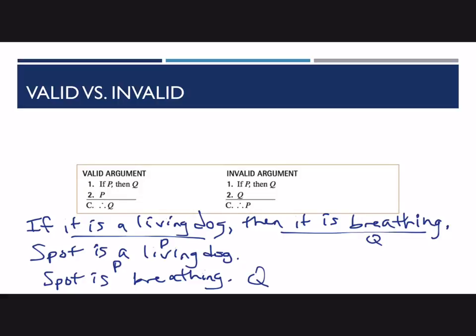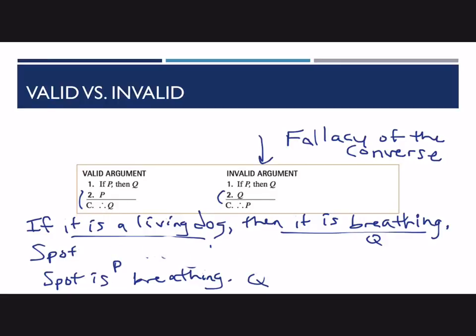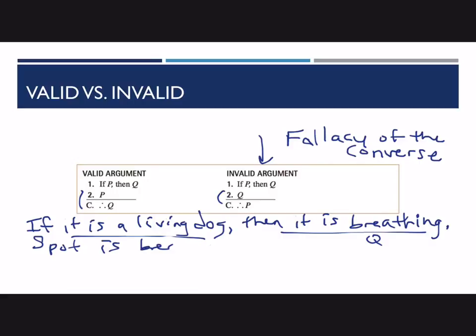Now this one on the right is an invalid argument, and this is called the fallacy of the converse. A converse statement is just when you switch the hypothesis and the conclusion. So in this argument, we've switched the places of P and Q at the end. The argument would look like this. If it is a living dog, then it is breathing. Spot is breathing. And then the conclusion would be Spot is a living dog.